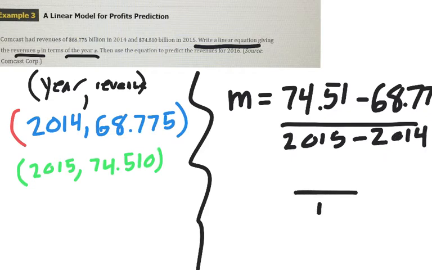So I can see my change in y is going to be 1. Now my change in x is going to be 74.51 minus 68.775, which is 5.735, and that's billion, is my slope.